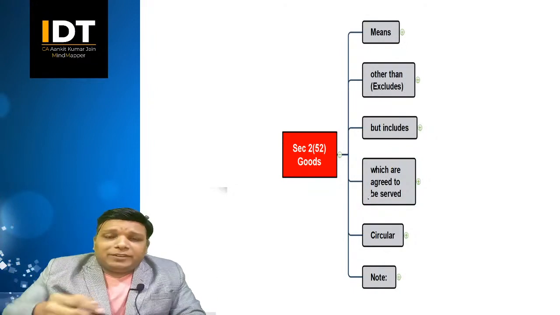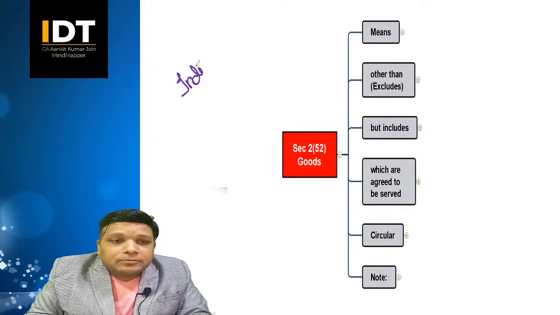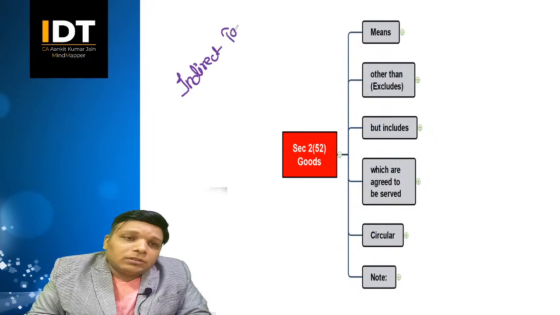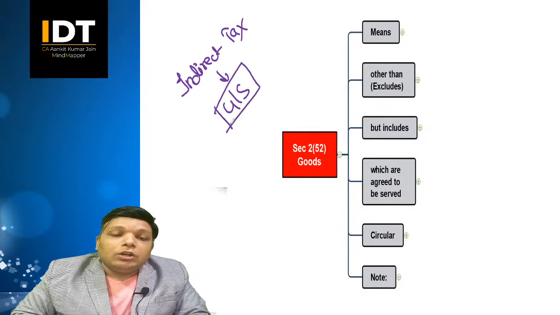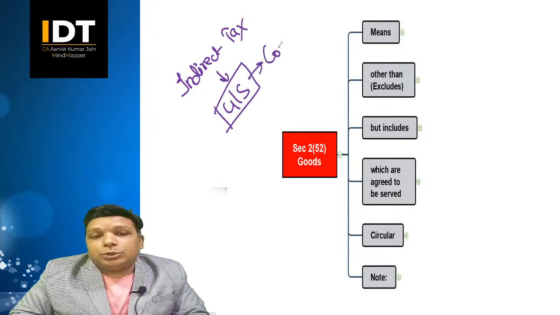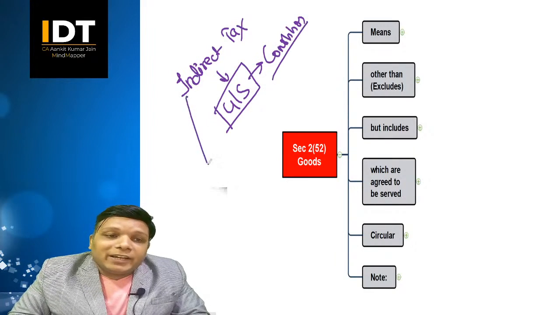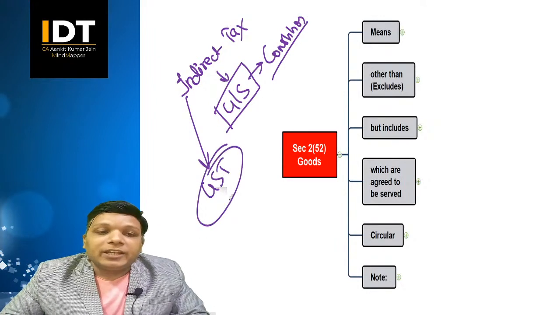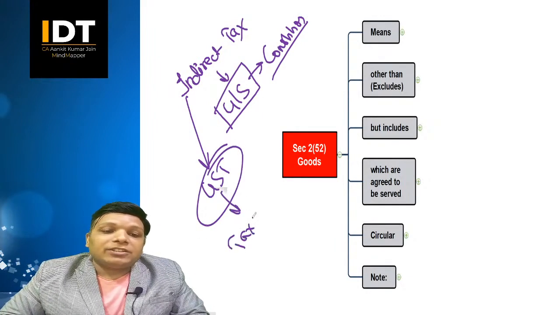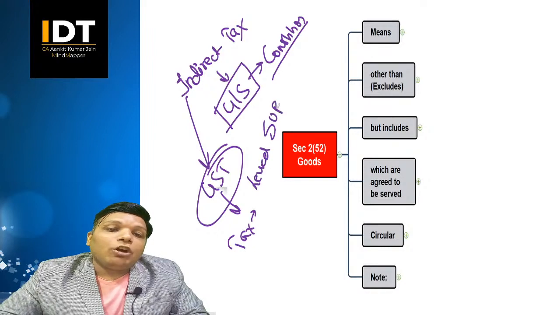Right? So in the previous session, we saw that in indirect taxes, tax is levied on what? Goods or services. Then when we studied the Constitution, we saw that within these indirect taxes there is a tax called GST. This GST is nothing but a tax which is levied on supply of goods and services.